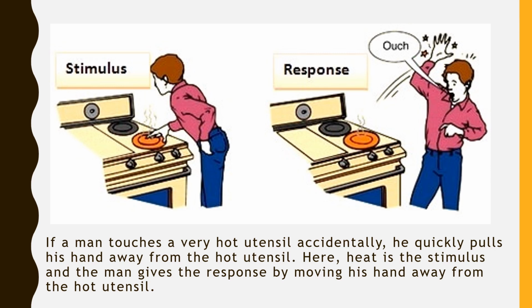See the picture. If a man touches a very hot utensil accidentally, he quickly pulls his hand away from the hot utensil. Here, heat is the stimulus and the man gives the response by moving his hand away from the hot utensil.